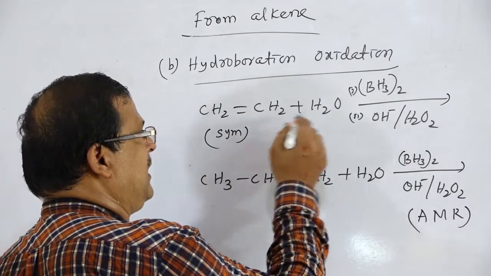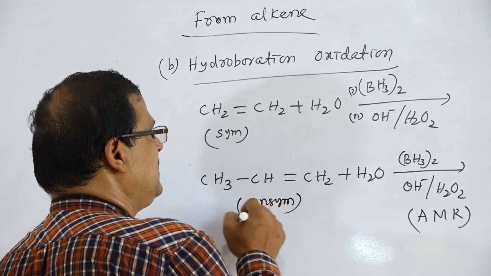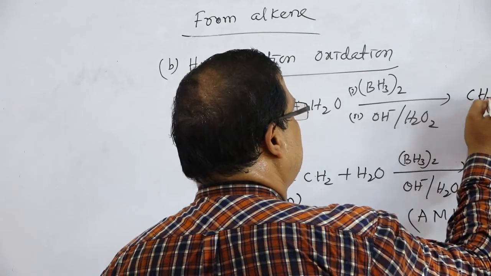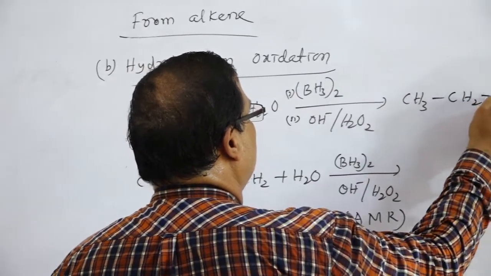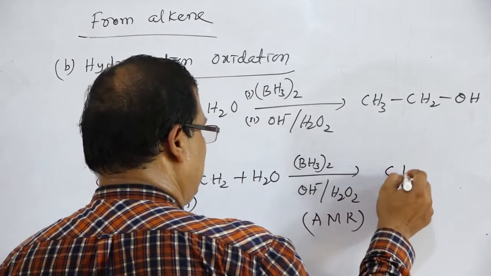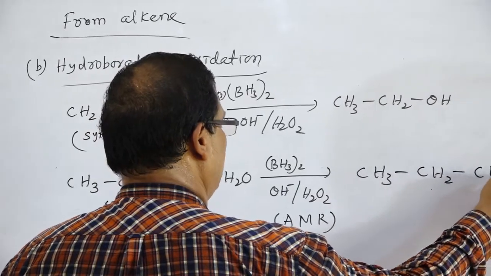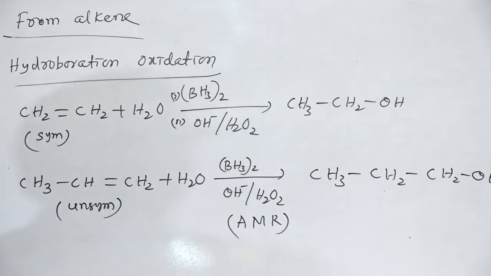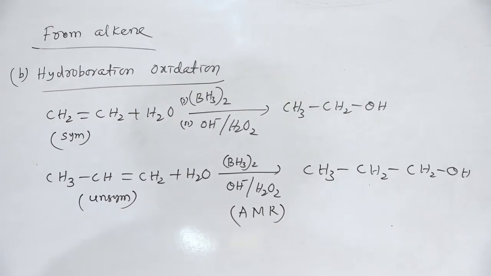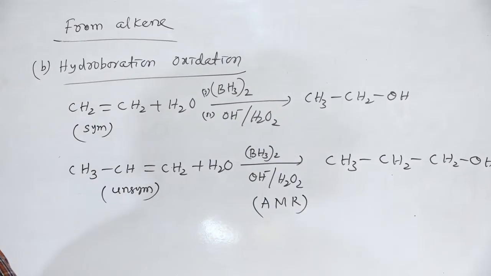So this is the symmetrical one, you can add the H and OH to either side. This is your symmetrical alkene, this is unsymmetrical alkene. So in one case there is the formation of CH3-CH2-OH, but in this case there is the formation of CH3-CH2-CH2-OH. That reaction is known as hydroboration oxidation. First hydroboration takes place followed by oxidation.